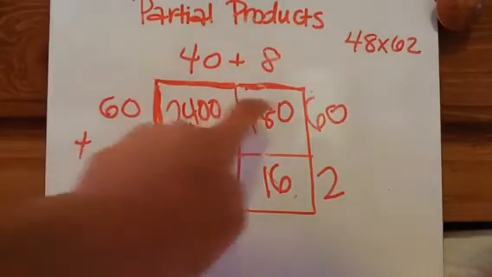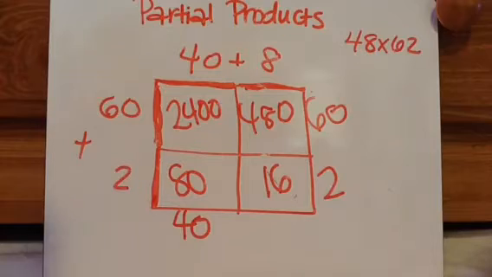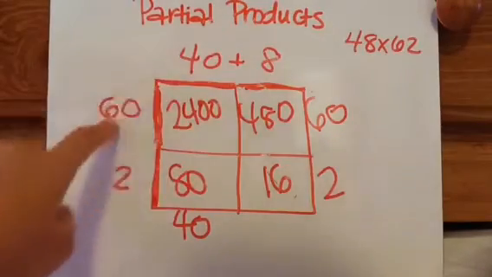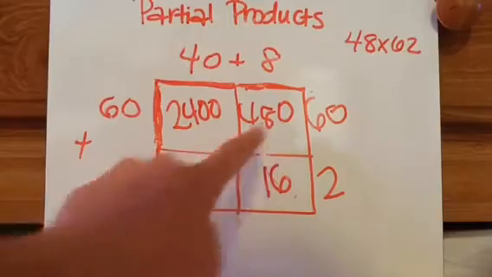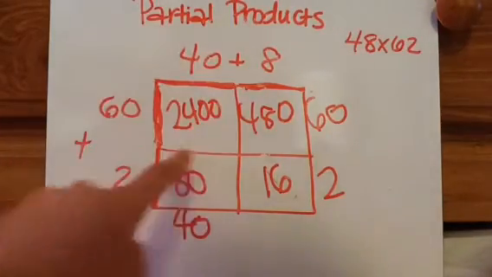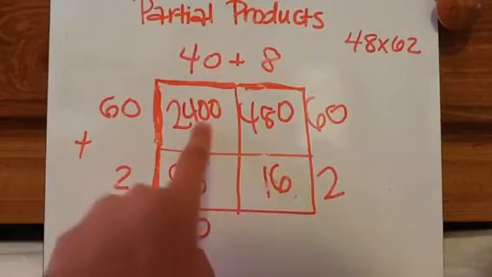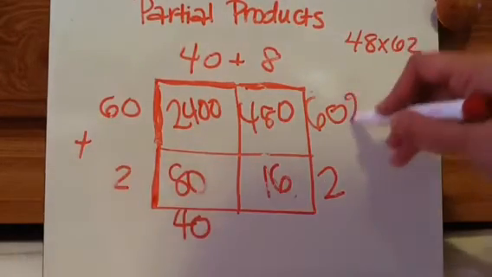So now these are your partial products. Partial means like a piece of it. Product is an answer to a multiplication problem. So this is the product of 40 times 60. This is the product of 8 times 60. This is the product of 40 times 2. This is the product of 8 times 2. So these are your partial products. Then you add up your partial products.